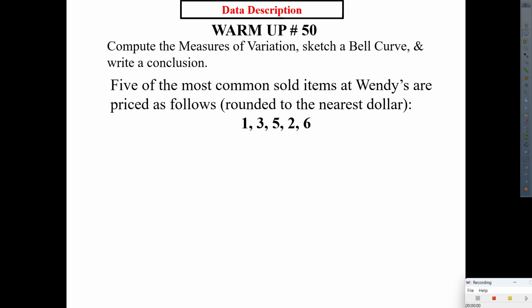Warm-up 50 should come up on the screen. There it is. Now, for measures of variation, you should be experts at those. I'm going to give you 6 minutes. Make sure you get your bell curve and come up with a conclusion.